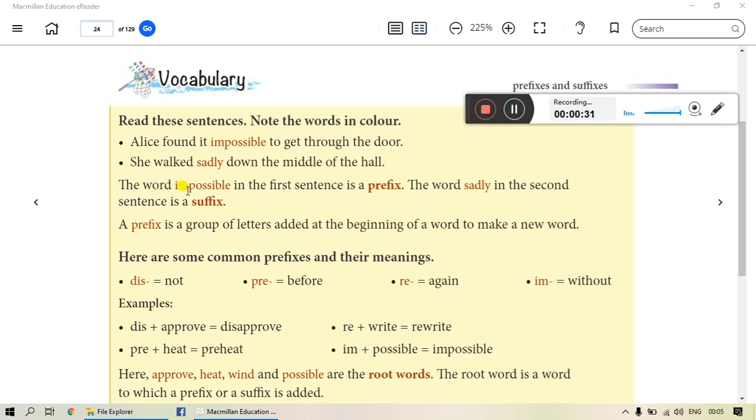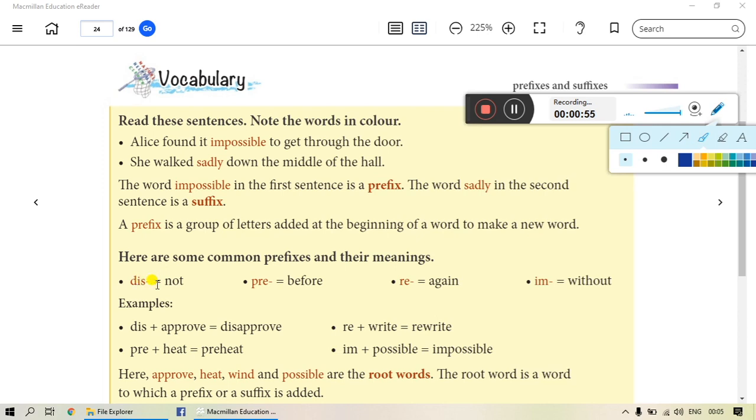Here, the word impossible in the first sentence has a prefix. The word sadly in the second sentence has a suffix. So you must be wondering, what are prefix and suffix? A prefix is a group of letters added at the beginning of a word to make a new word.